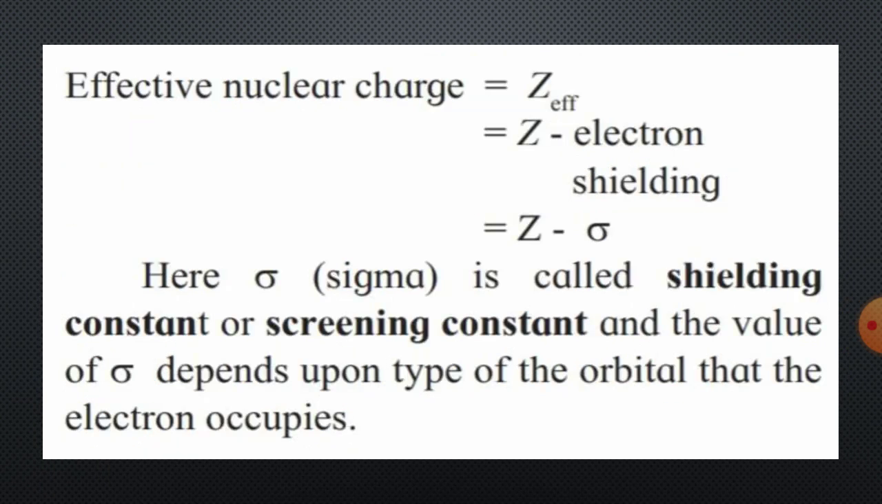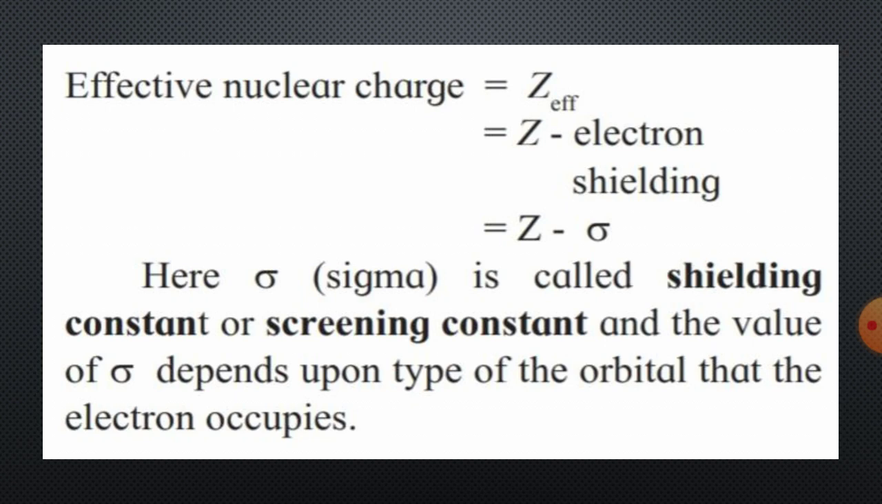So here, students, the effective nuclear charge is denoted by the symbol Zeff. Fine. So the effective nuclear charge is equal to Z minus electron shielding. Electron shielding is denoted by the symbol sigma. So the effective nuclear charge formula is Z minus electron shielding, that is Z minus sigma. Sigma is nothing but your shielding constant or screening constant.